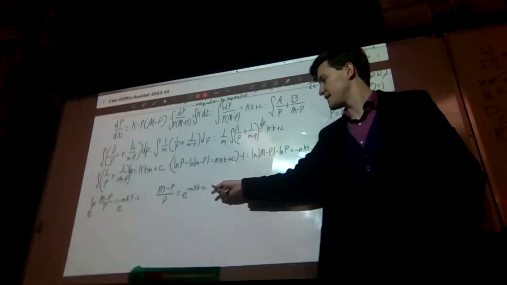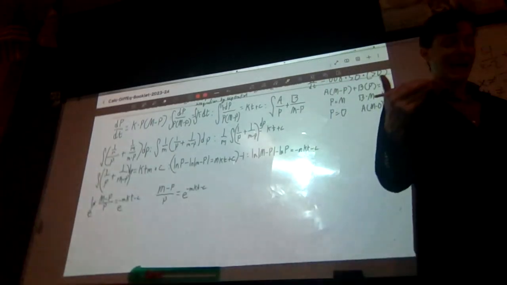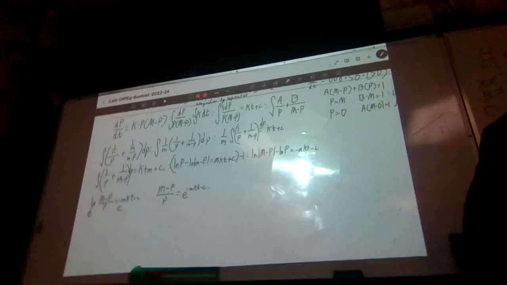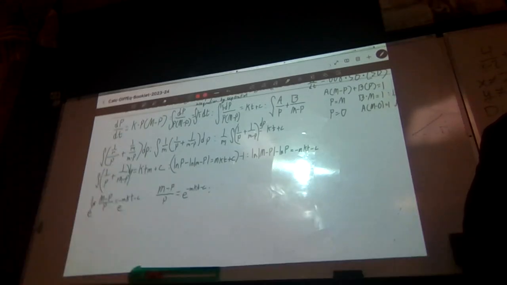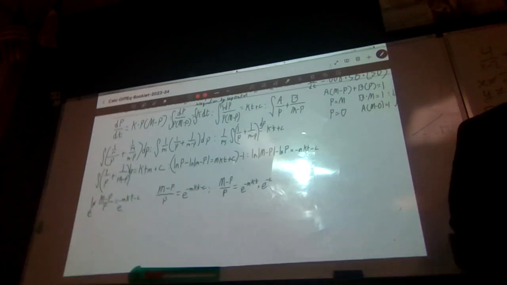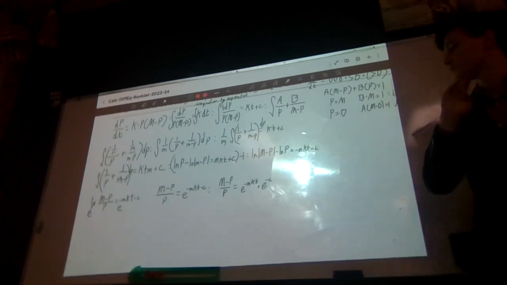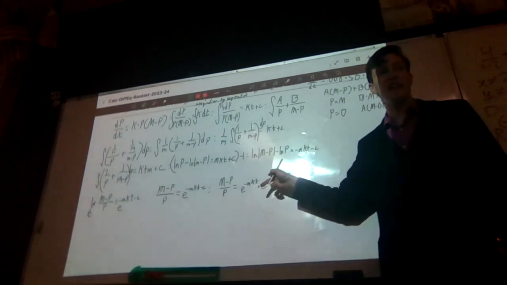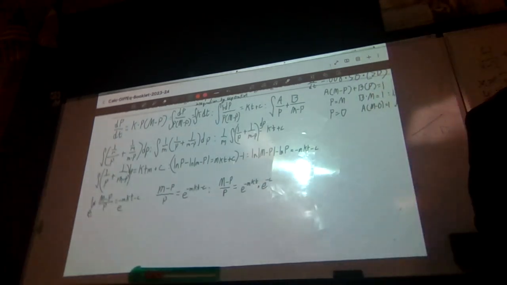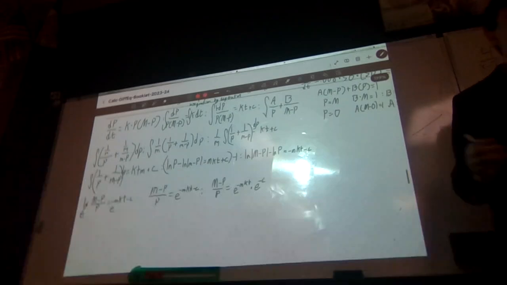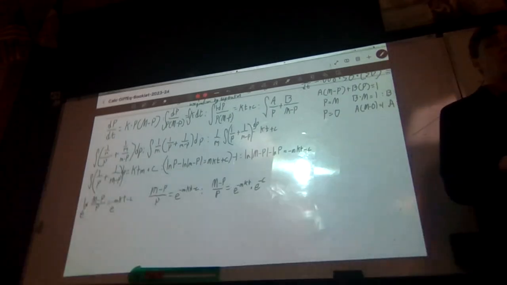Again, we're subtracting here, so we could put it on the bottom. I'm just going to think about it as adding a negative. So you can write this now as m minus p over p is equal to e to the negative mkt times e to the negative c. So minus c. Yeah, you just have a negative c up there. Yep, and now we can change this e to the negative c. We're going to change that to an a.